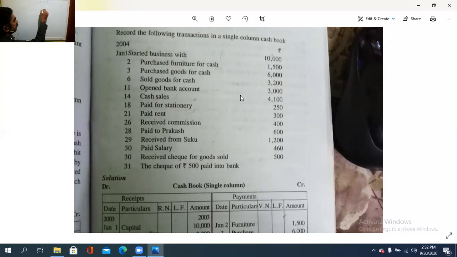10,000. Then second, purchase the furniture for cash.